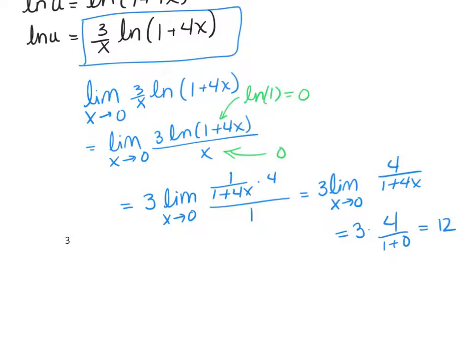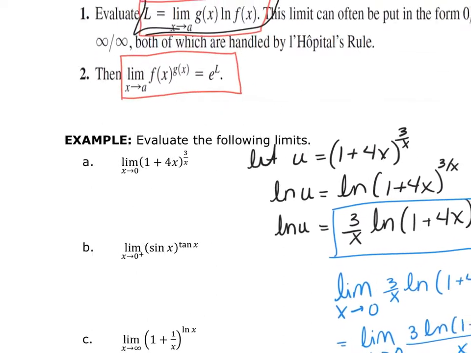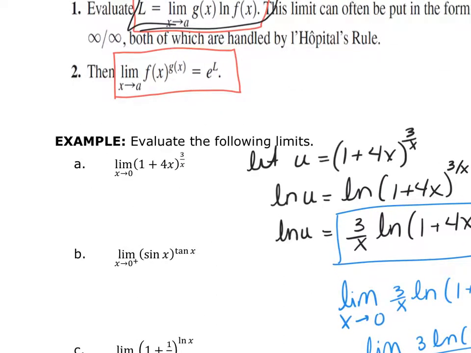Now, remember, the whole purpose of doing this is to get me my L value. So that is my L value, and if that's my L value, then I can come back over here and say, based on what I just did, that this is going to be equal to e raised to my L value, which happens to be e raised to the 12. And that's my final answer.